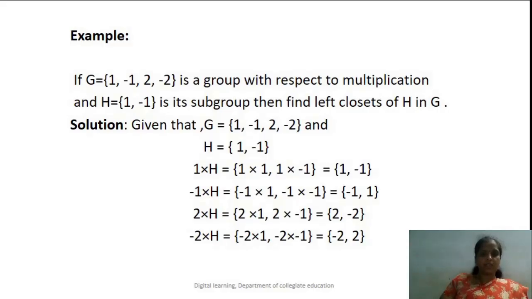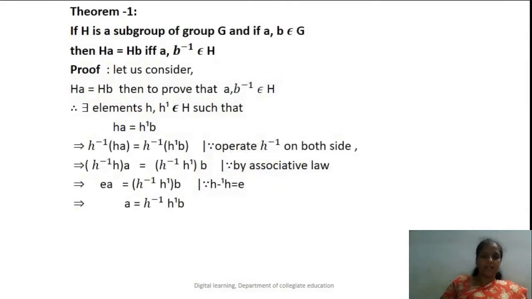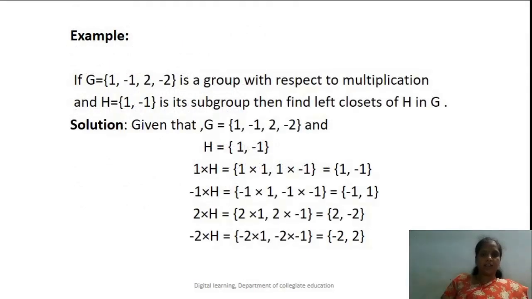So what happens? 1 into H becomes 1 and minus 1. Minus 1 into H: H elements are 1 and minus 1. Minus 1 into 1 becomes minus 1, and minus 1 into minus 1 becomes 1 here. Similarly, 2 into H becomes 2 and minus 2. Minus 2 into H becomes minus 2 and 2 here. So we can say these are the left cosets of H in G.